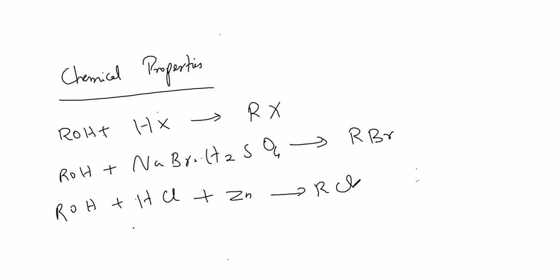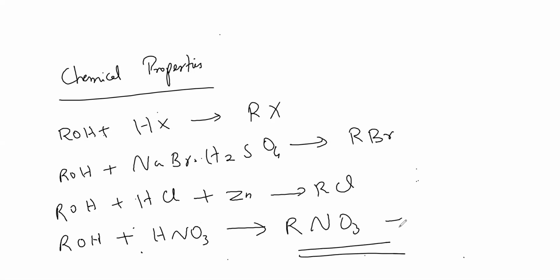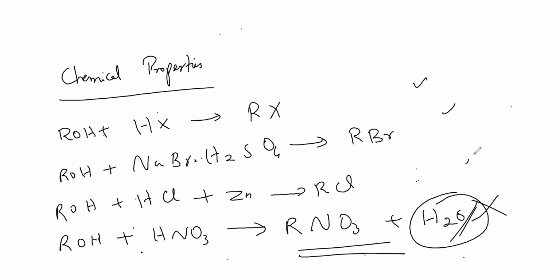Okay, fine. Then reaction with HNO3. ROH plus HNO3 will give me RNO3, that's all. RNO3 plus H2O, which I am not writing. This is not required for me. So these are some of the important chemical properties. Fine. So please write down these things now itself. And once done, let me know.